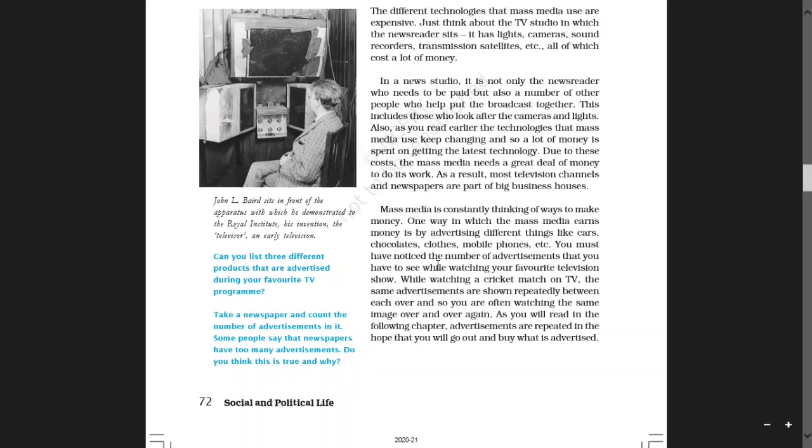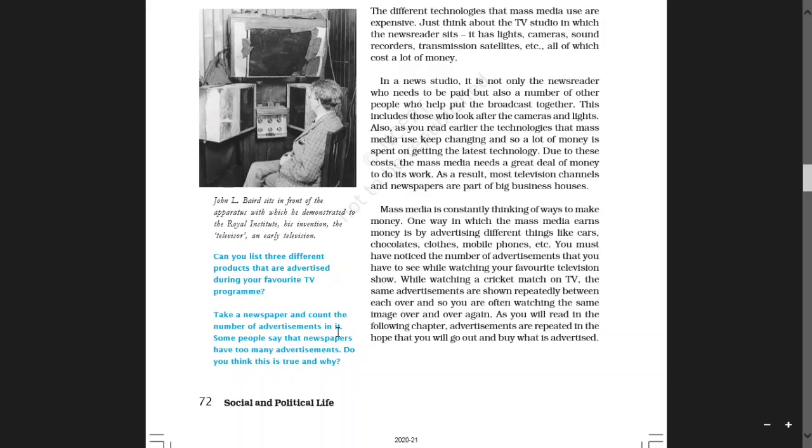You must have noticed the number of advertisements that you have to see while watching your favorite television show. While watching a cricket match on TV, the same advertisements are shown separately between each over, and so you are always watching the same image over and over again.